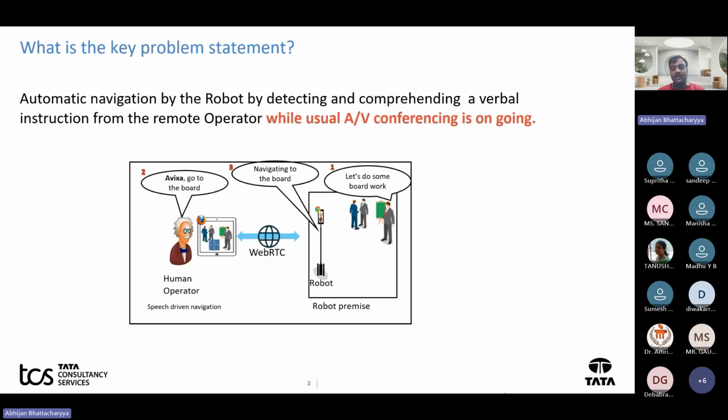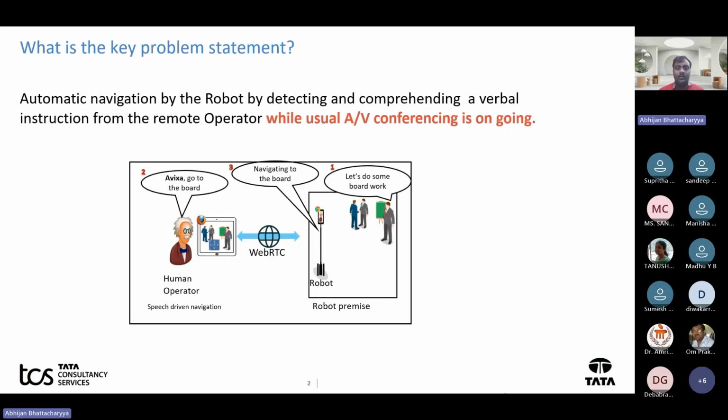So this problem falls in the class of understanding the context of the operator, right? So we try to make the robot as human as possible. What we wanted to do is that while the normal audio video conferencing is going on through the robot, I'll come later to the definition of telepresence, what the complexities are, and what multi-user telepresence is. That is a unique, patented concept that we have. But before that, let me give you the brief of the problem.